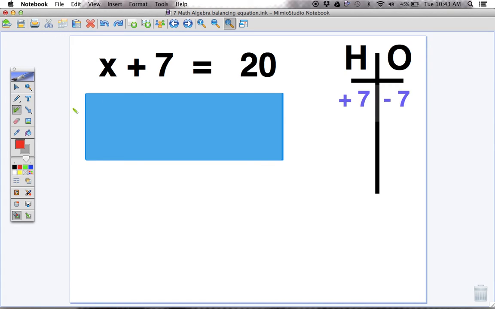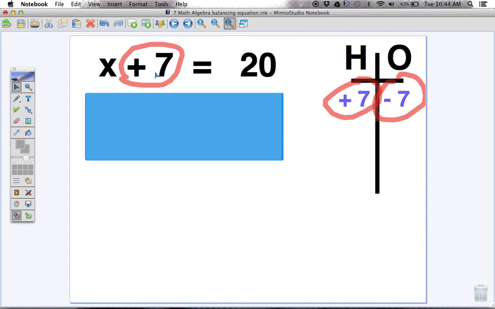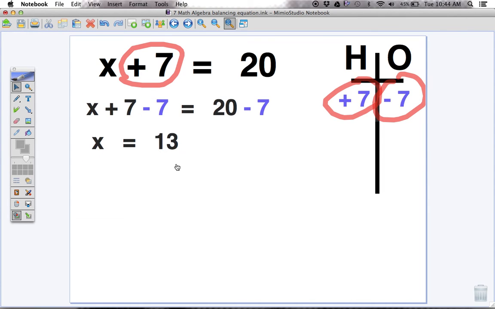X is being added by 7. And the opposite of adding 7 is subtracting 7. So the next line is going to look like x plus 7 minus 7, because we're going to do the opposite. The thing is, we have to do it to both sides. Because it's a balanced equation, we have to do it to both sides. So it's going to look like this. X plus 7 minus 7 is equal to 20 minus 7. So because I've done it to the left, I have to also do it to the right.